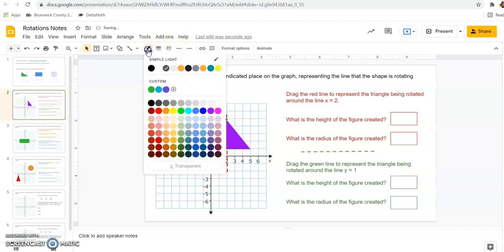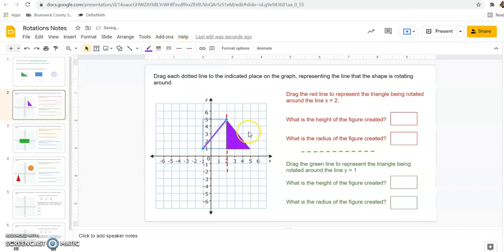And I'm also going to change the color to purple just so it matches a little bit. And then I'm going to do it one more time to get the bottom. Again, make the line a little bit thicker, and I'm changing it to purple. You don't have to go through all that. I just think it helps a little bit.